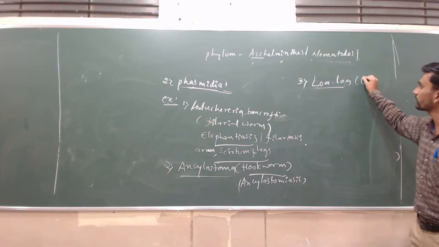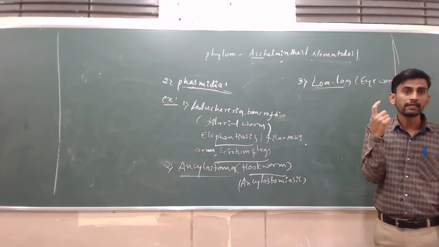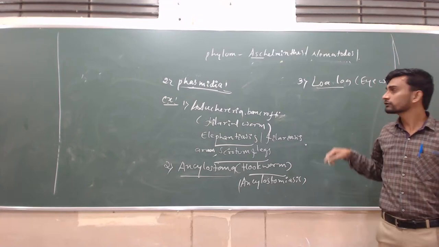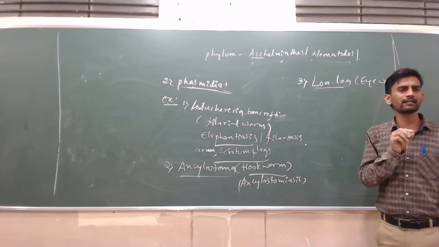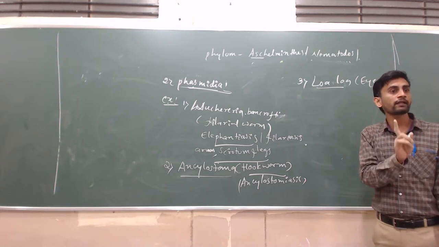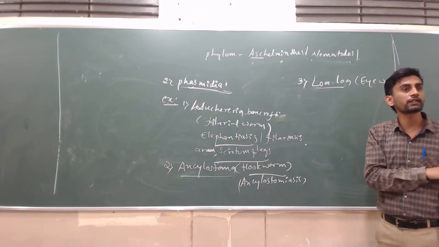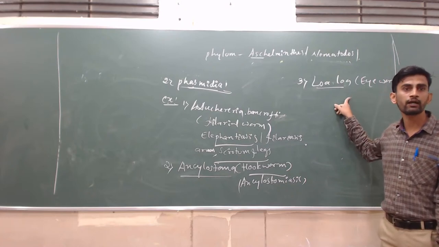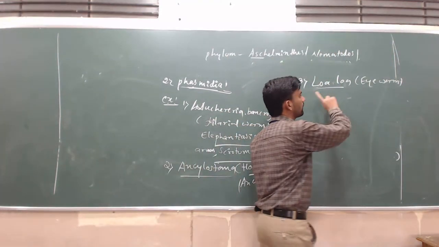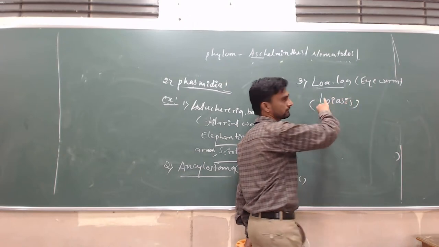Loa loa, commonly called the eye worm. It may cause damage to our eye. Especially, it may cause swelling around the eyeball, or in an advanced stage it may also cause conjunctivitis. Have you heard the word conjunctiva? This is the transparent covering layer of the eyeball. In the front region the cornea will be there, and in front of it one more transparent layer we call the conjunctiva. An infection of that conjunctiva causes a disease called conjunctivitis. Are you getting my point? It may also cause a disease called loiasis.